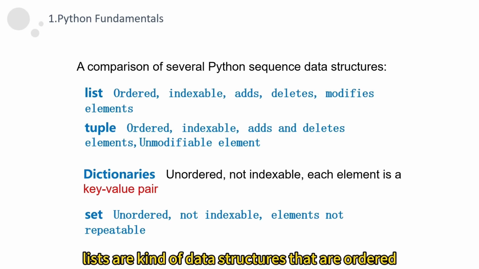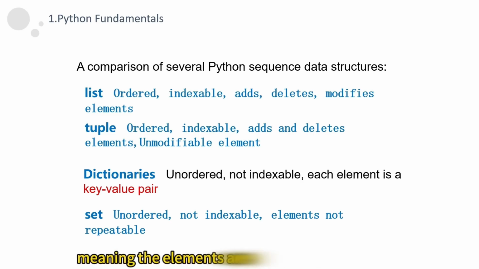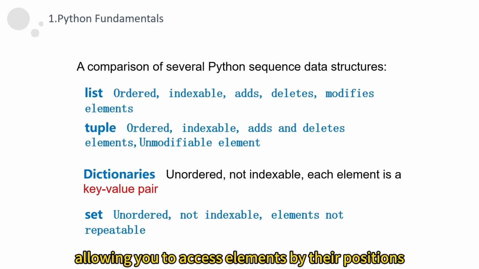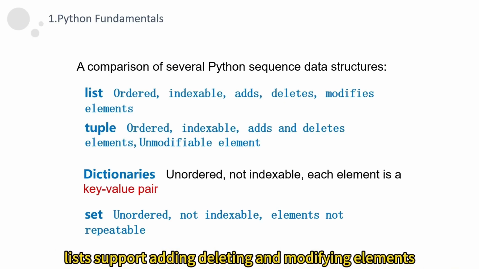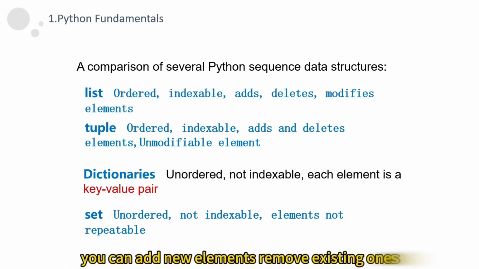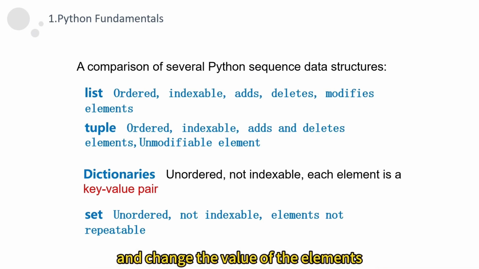Lists are data structures that are ordered, meaning the elements are stored in a specific order. They are indexable, allowing you to access elements by their positions in the list. Lists support adding, deleting, and modifying elements. You can add new elements, remove existing ones, and change the value of the elements.